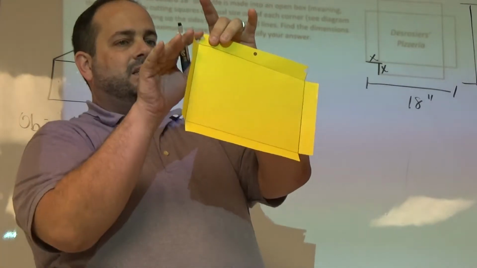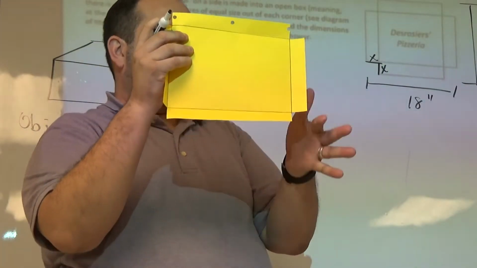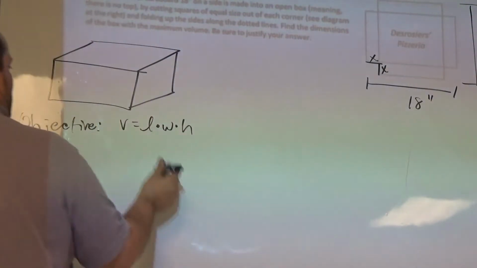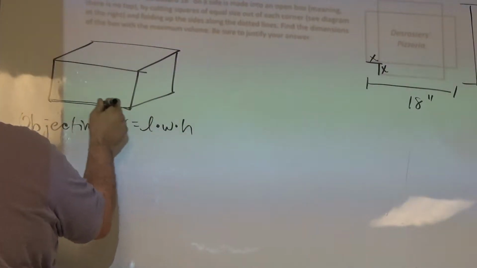So this guy here is X by X. This guy here is X by X. X by X. X by X. X by X. So my question, have a quick conversation. How long is this new box?